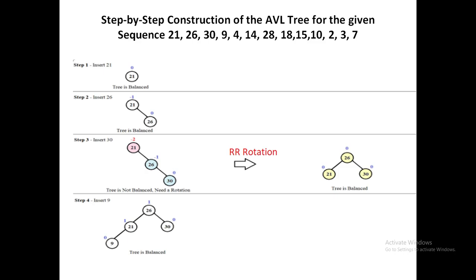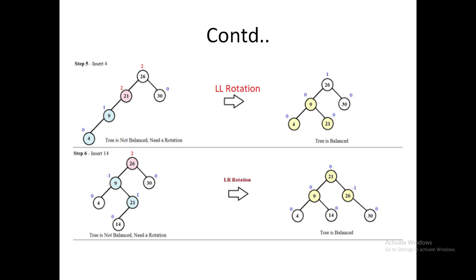So 0 minus 1, the parent 21 will have the balancing factor, because there is no left subtree, only the right subtree. So 0 minus 2 becomes minus 2. We need to make the RR rotation. So 26 as the parent, 21 as the left, 30 as the right. While inserting 9, 21's left subtree is 9, so there is no difference at all.